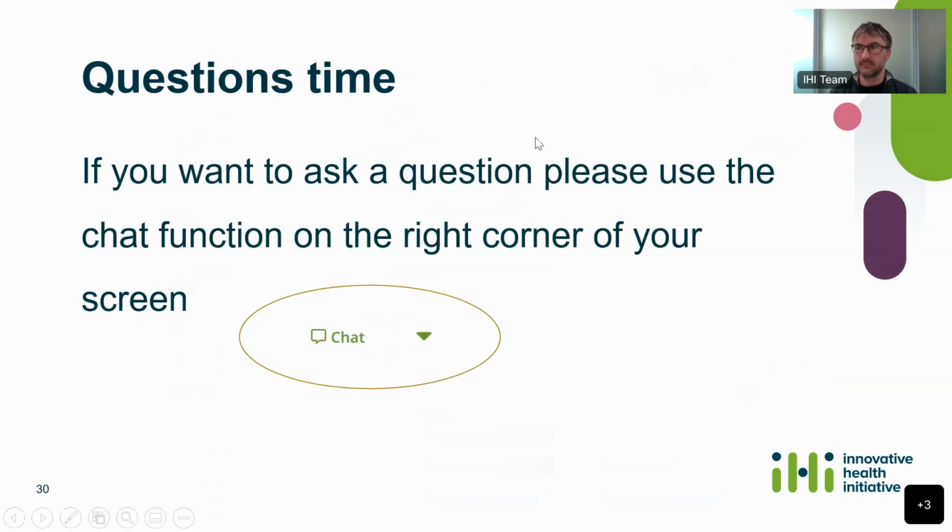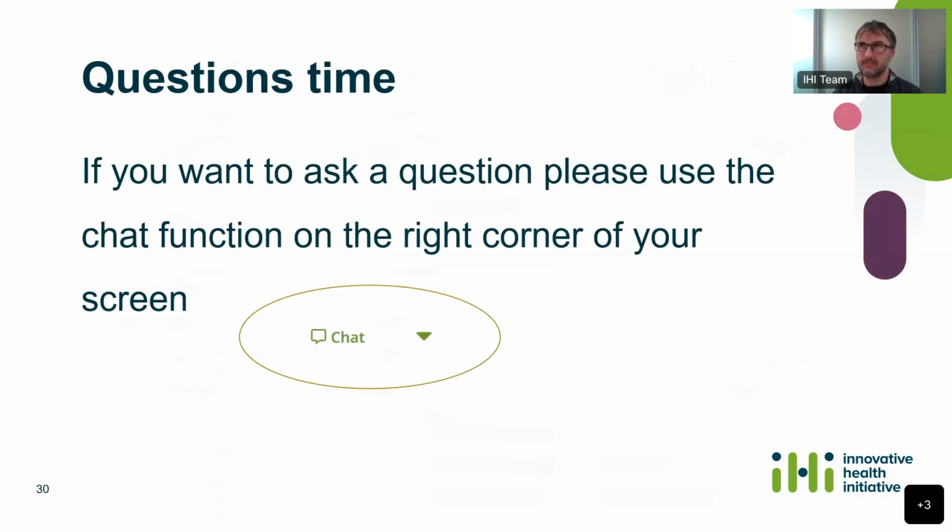Sorry, we just got one last question. Can regulators be a partner in the application? Yes, regulatory agencies are usually eligible for funding, and indeed, under IMI at least, they have been partners in several of our projects.